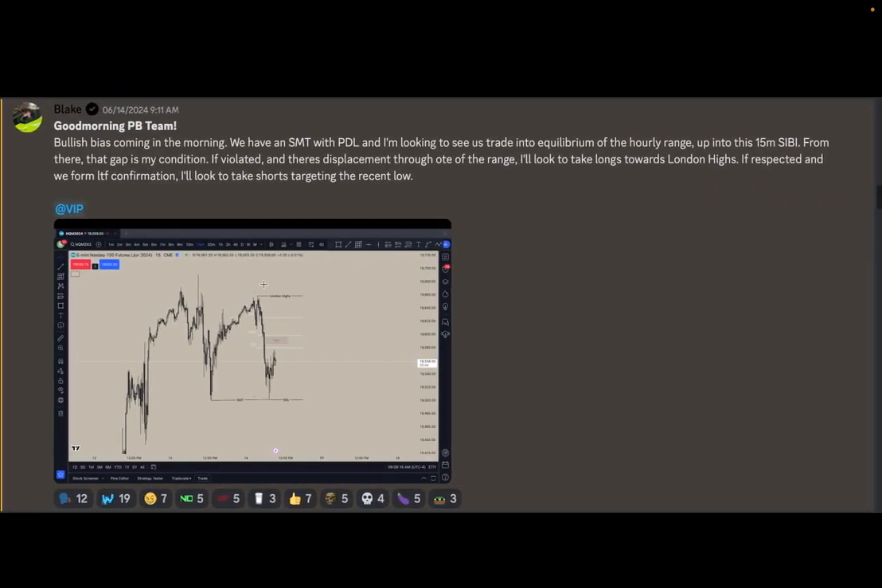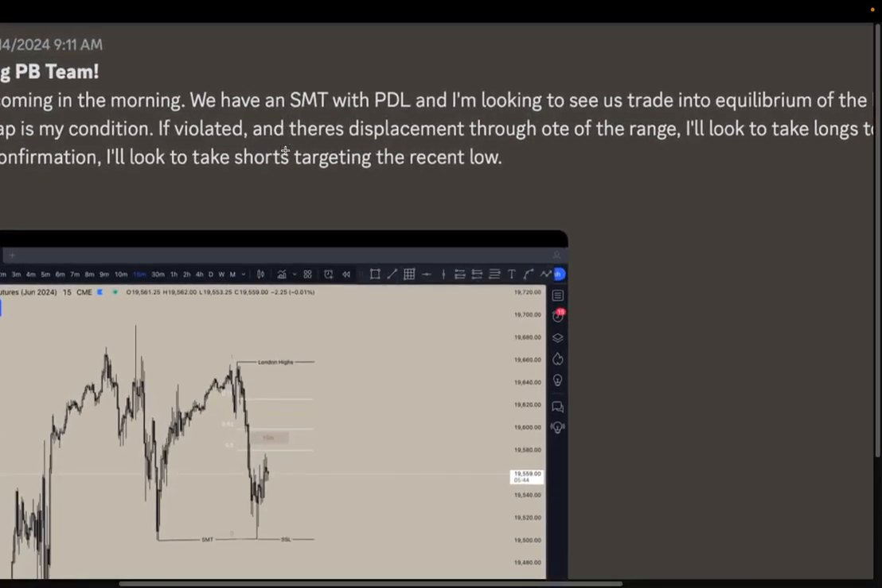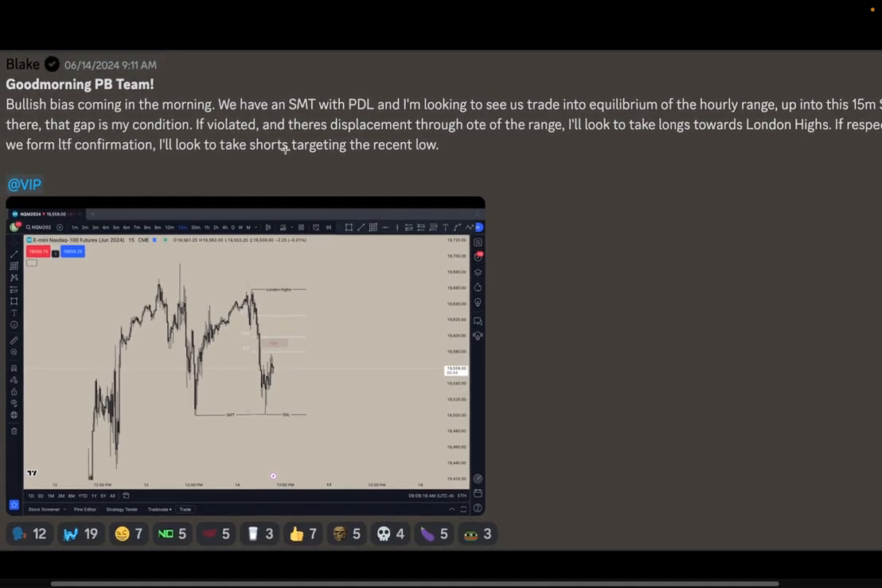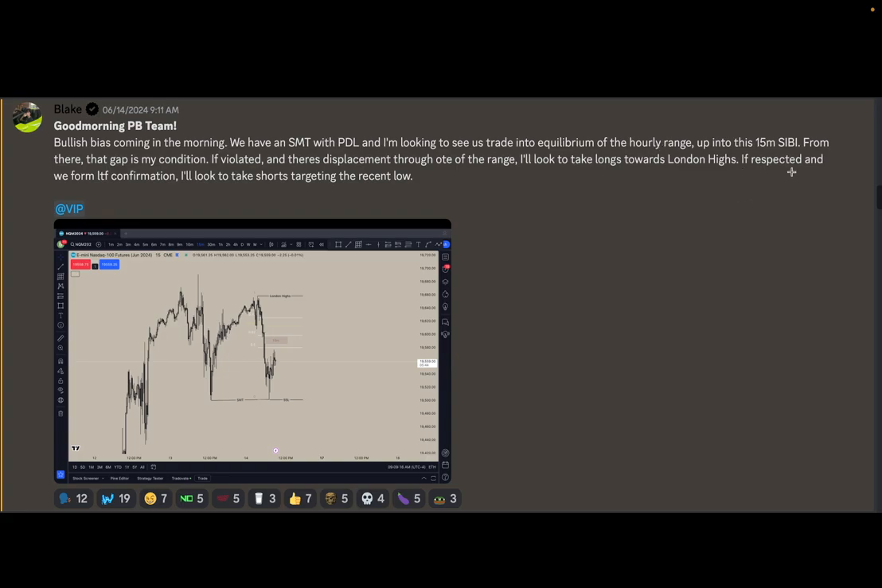Let's go into example number 2. Bullish bias coming in the morning. We have an SMT with previous day low, and I'm looking to see us trading to equilibrium of the hourly range up into this 15-minute SIBI. From there, that gap is my condition. If violated and there's displacement through OTE of the range, I'll look to take longs towards London highs. If respected and we form lower time frame confirmation, I'll look to take shorts targeting the recent low.